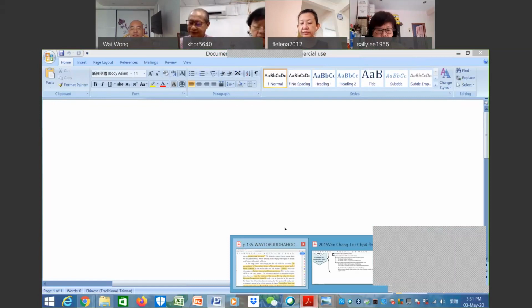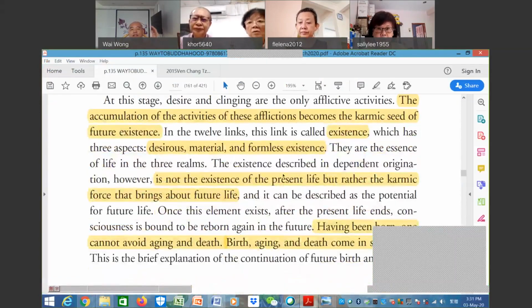Okay, let's take a look and see. The existence described in dependent origination is not the existence of the present life, but rather the karmic forces that bring about the future life. It becomes your future life, and it will include the desirous, material, and formless existence. Material means the rupa. Formless means the arupa. Sometimes we call it the material or immaterial state also.